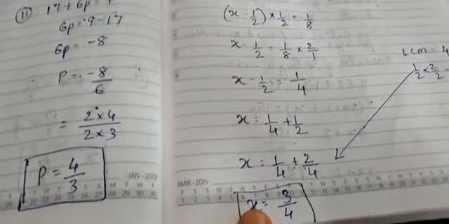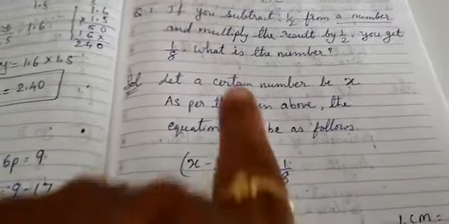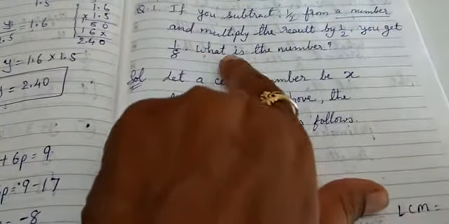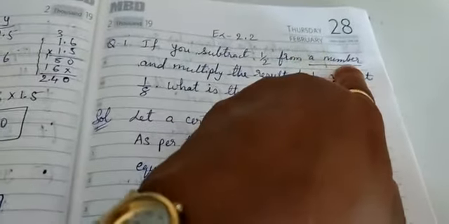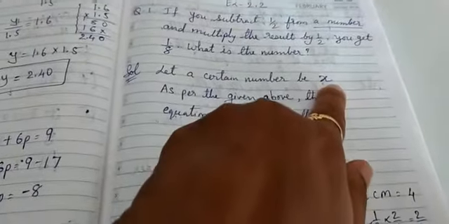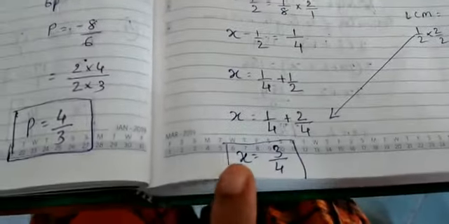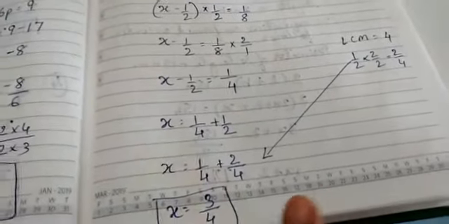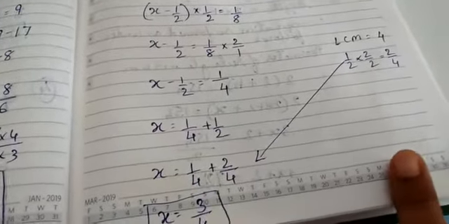you have to solve. And what is x? X is the number required in the question. What is the number? The number we have assumed or supposed as x. So what is the number? X is equal to 3 by 4. You have to conclude, therefore the number is equal to 3 by 4, which I have not written. You have to write it.